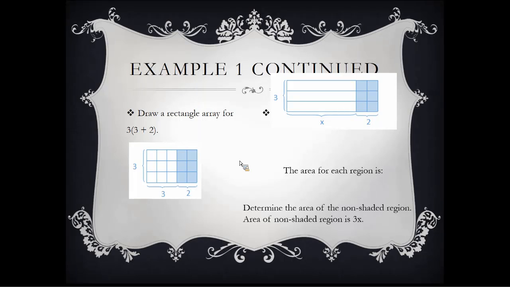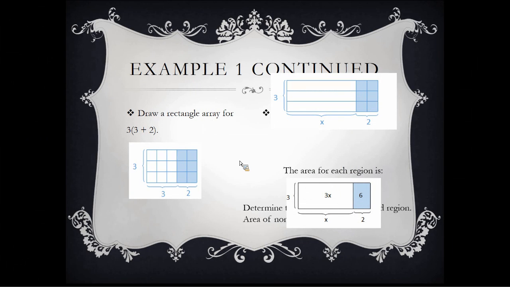So if we focused on this algebraic problem here, the area for each region, we have 3x and 6. Because 3 times x is 3x, 3 times 2 is 6.